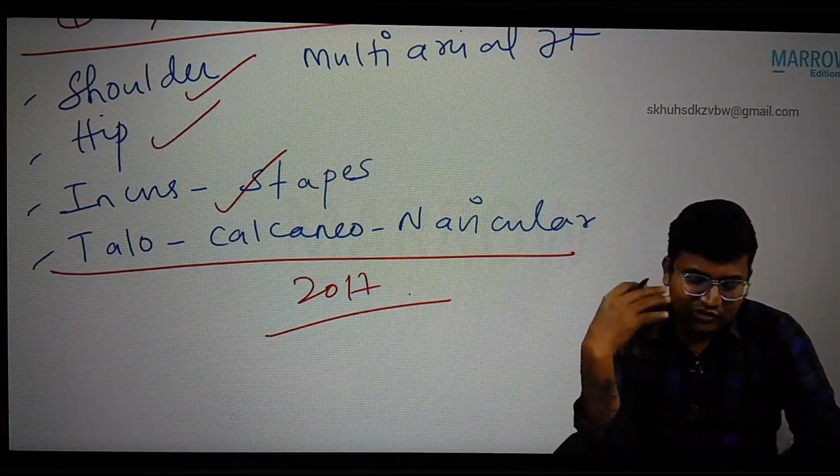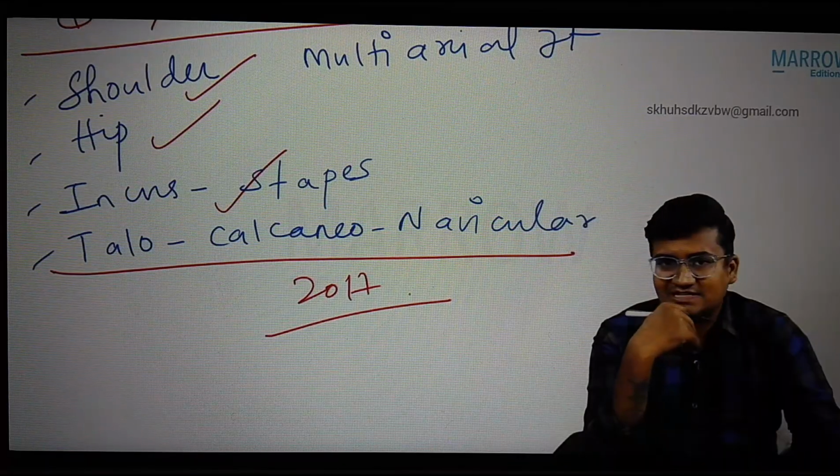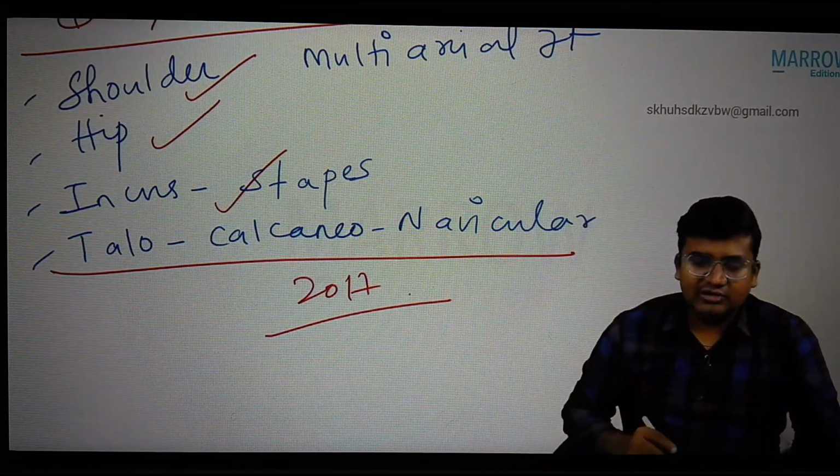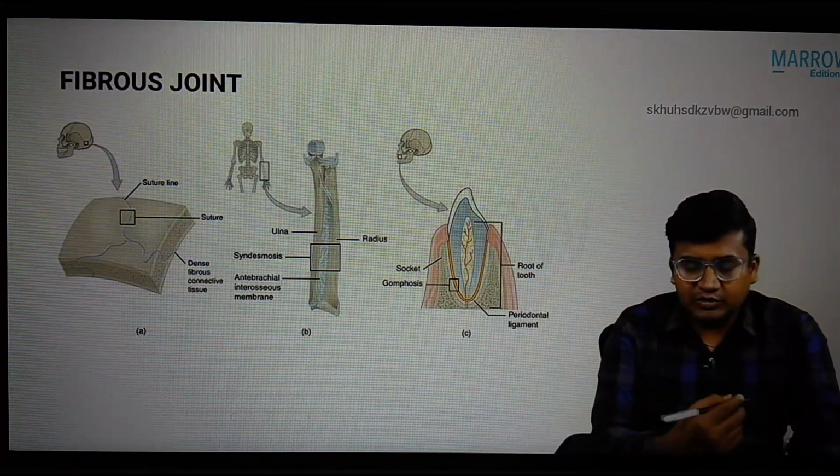Okay, talocalcaneo-navicular, example for ball and socket. Clear? Now these are the various types of synovial joint you have to remember. Now that's all about the synovial joint.